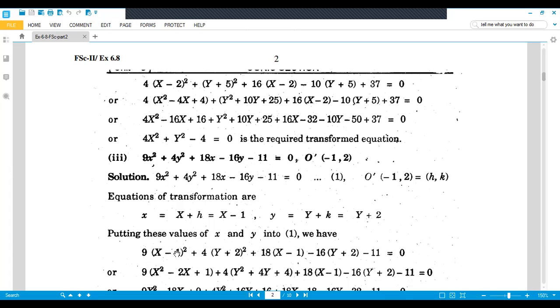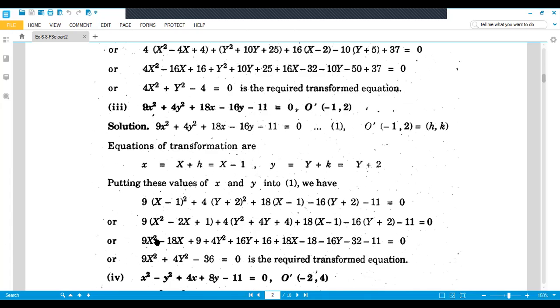Now you open it with the (a minus b) square formula: X square minus 2X plus 1. Again the (a plus b) whole square formula: Y square plus 4Y plus 4, and this value you copy as it is. Now you open the bracket. 9X square minus 18X, 9 times 2 is 18, plus 9, 4Y square plus 16Y plus 16, 18X minus 18, minus 16Y minus 32, 16 into 2 is 32, minus 11.